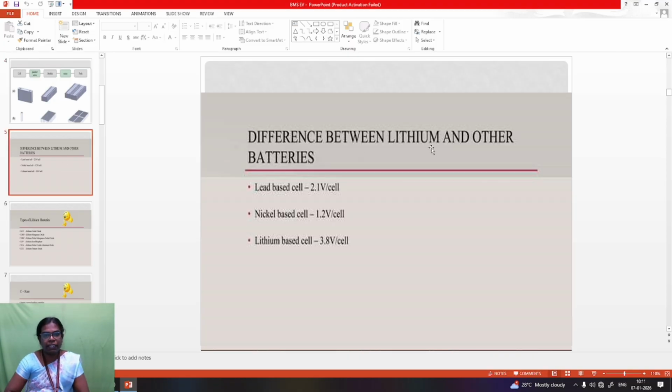Now the difference between lithium and other batteries. Nowadays we mostly use the lithium ion battery. In previous days we used so many batteries, that is lead acid batteries and nickel based batteries, and now we use lithium based batteries. Why did we move to lithium based batteries? In a lead based battery, each individual cell voltage is 2.1 volt, but in a lithium cell it is 3.8 volt, and nickel 1.2 volt. That's why we moved to lithium based cells. We get 3.8 volt from the cell.